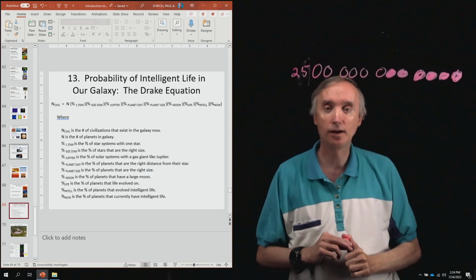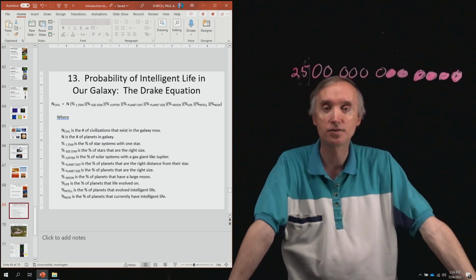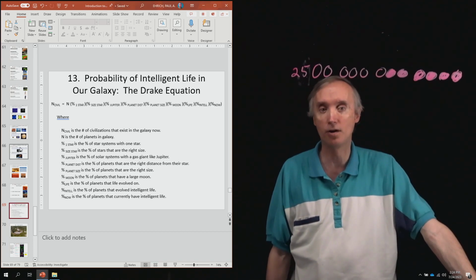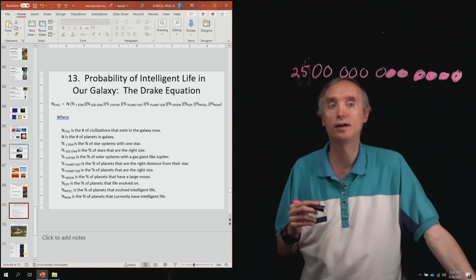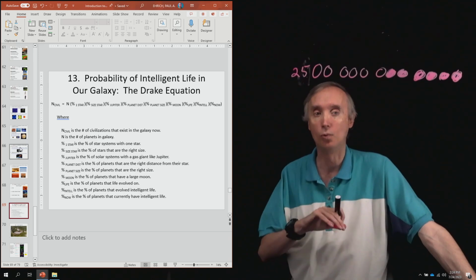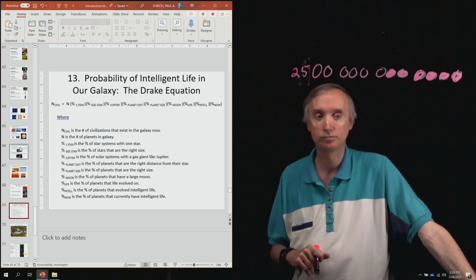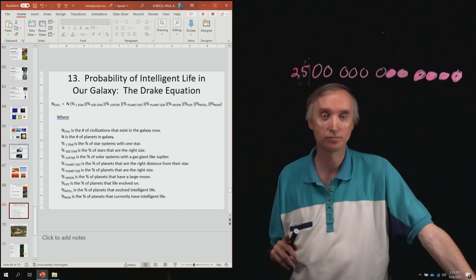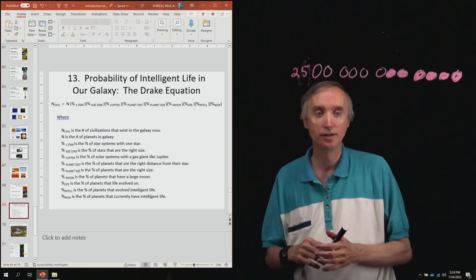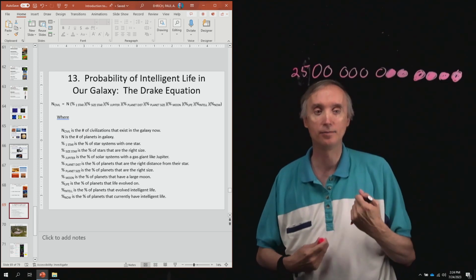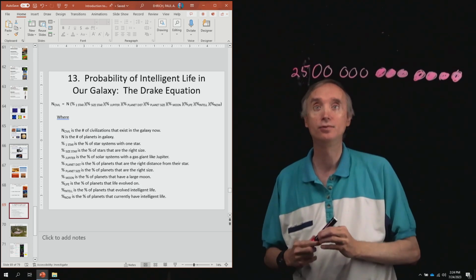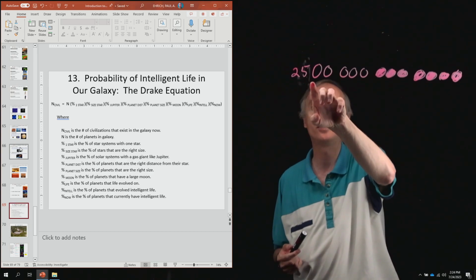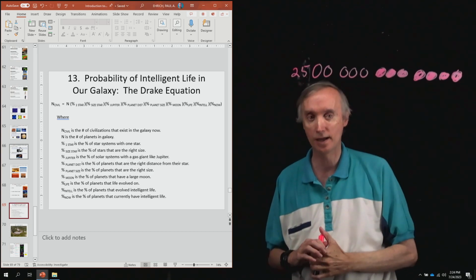Okay, what's the next thing? The chances that life evolved on the planet at all. So what's the odds that it's going to have any kind of life whatsoever? Okay, I'm going to say a 10% chance. So even if it's just bacteria, let's say there's a 10% chance that bacteria could be on the planet. Okay, so we'll get rid of another 0. So now we're down to 2.5 million possible planets.